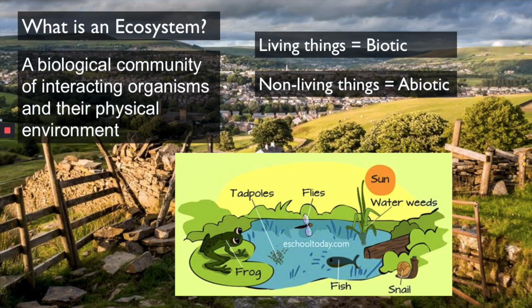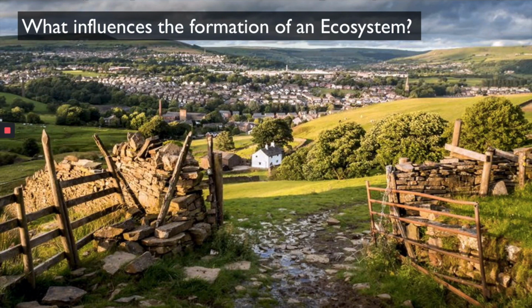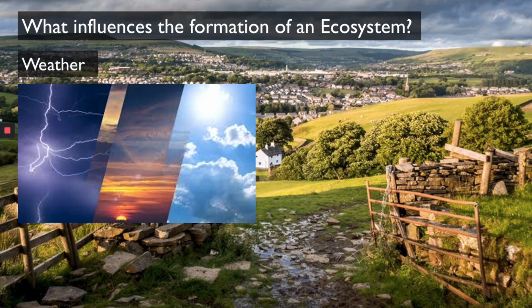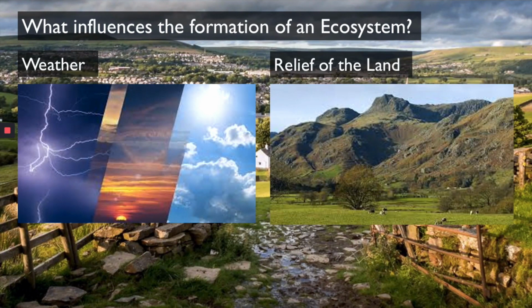Now in terms of our ecosystems, they cannot form anywhere. They need specific conditions to survive. For example, this pond ecosystem needs water, so it would need rainfall in this area to provide water for the pond so that then the ecosystem could thrive. So let's have a look at the 2 main factors that influence where an ecosystem is located within the UK. These 2 factors are weather and the relief of the land.